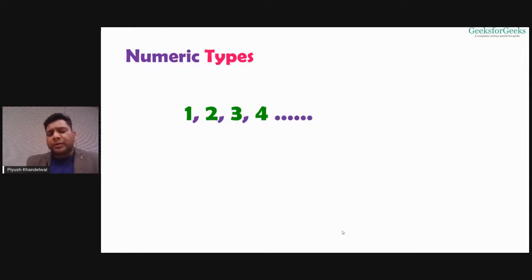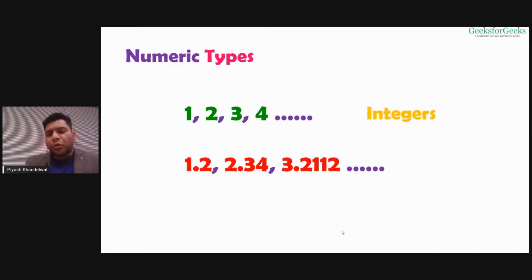Generally, you see two types of numbers: the whole numbers like this, 1, 2, 3, 4, and the numbers with decimals in it. So it is 1.2, 2.34, 3.2112. These all are the numbers with decimals in it, right? In programming, these whole numbers are generally called integers. And these numbers with decimals are called floating point numbers. We call them floating point numbers because they have a floating decimal over there, and this decimal can float at any place in the number, right? So that's why we call them floating point numbers.